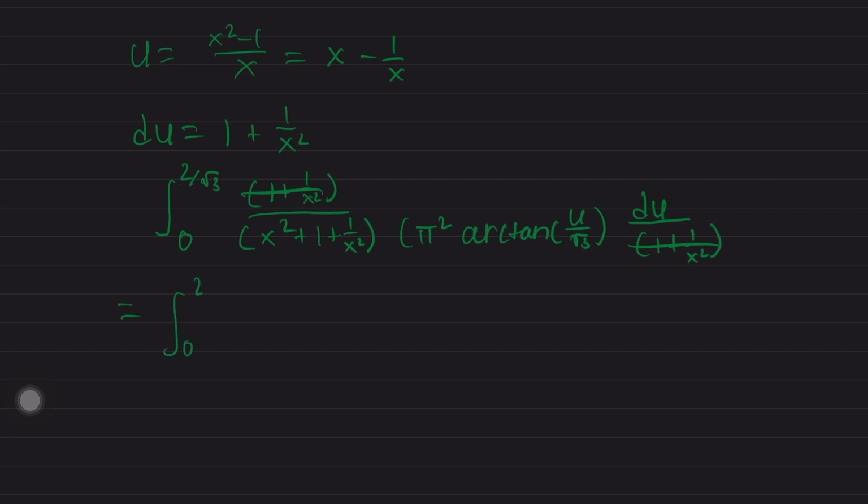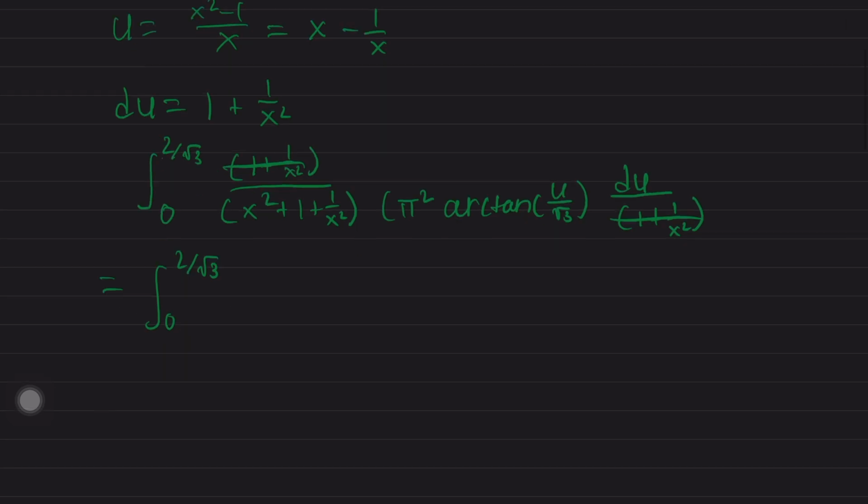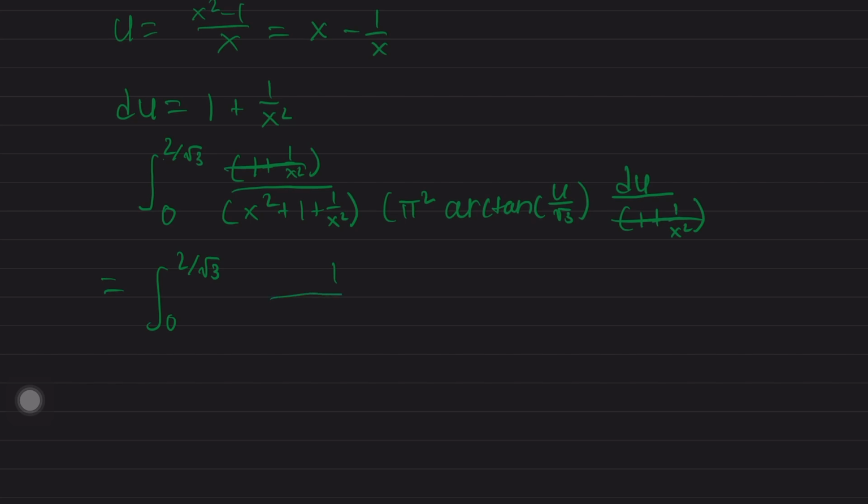So we are now integrating from 0 to 2 over square root of 3. We are left with 1 over x squared plus 1 over x squared. There should be a plus here. Pi squared plus arctan of u over square root of 3 du.